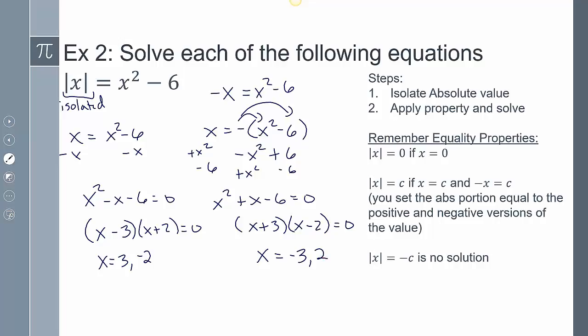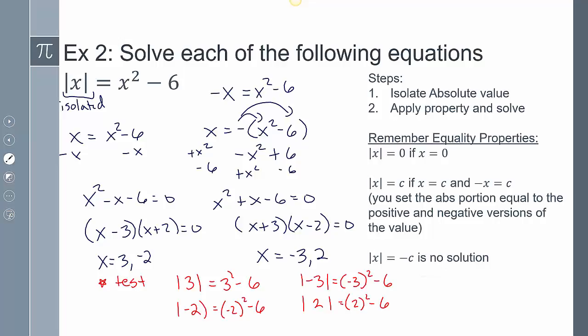But now we have to test these. The reason why we have to test it is because this is a variable, and we said we have to assume that it's a positive c, but what if I end up getting that negative c, which means it would be no solution. So I have to test them to see if they work. So I plugged in 3 into my equation, I plugged in negative 2, I plugged in negative 3, I plugged in 2 into my equation here.